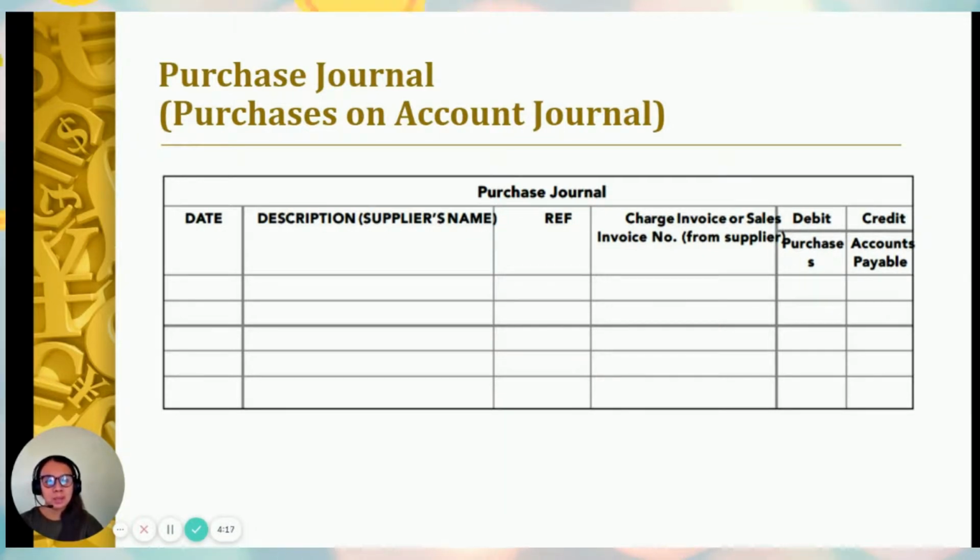Okay, so the last two columns that we have are the debit and the credit columns. Debit would be for purchases, and then credit would be for accounts payable. You already know that once the business makes a purchase on account, then we debit purchases and then we credit accounts payable. Again, the source document for this journal is the charge invoice from the supplier or the vendor.